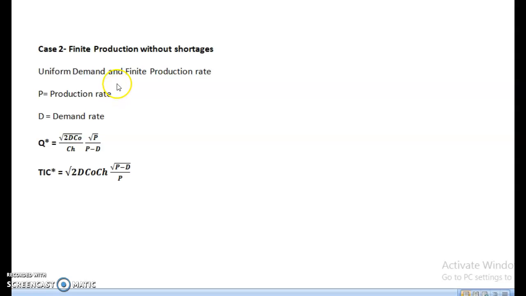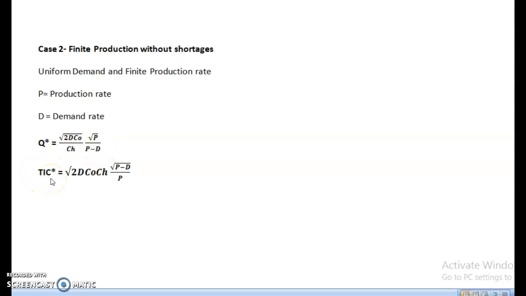In this case, the demand is uniform and a finite production rate is also given. P is called the production rate and D represents the demand rate. There is a small change in the equation of Q optimal. Q optimal is equal to square root of 2D CO divided by CH, into square root of P divided by P minus D.